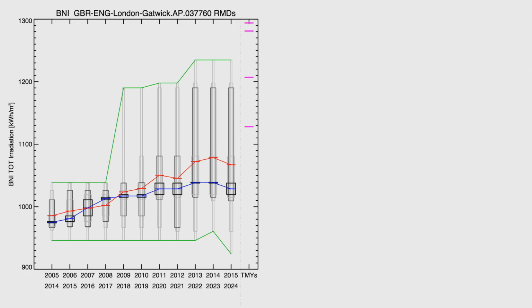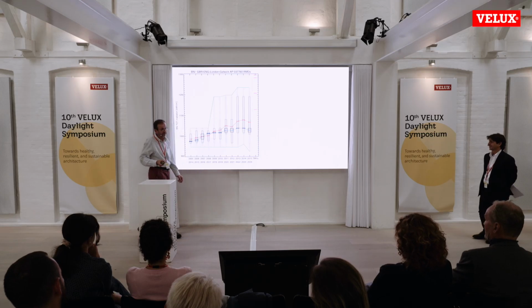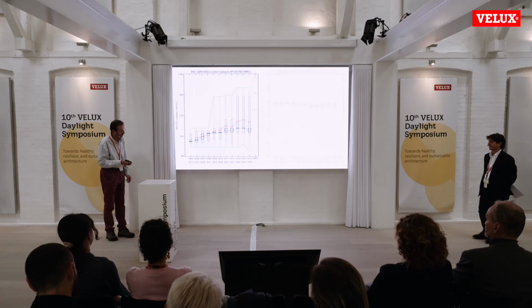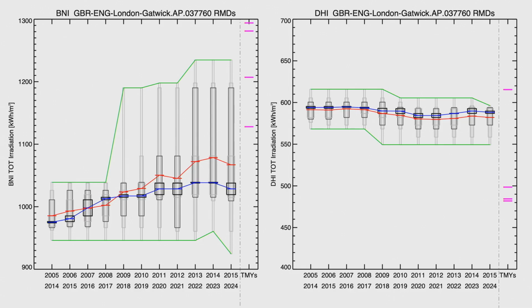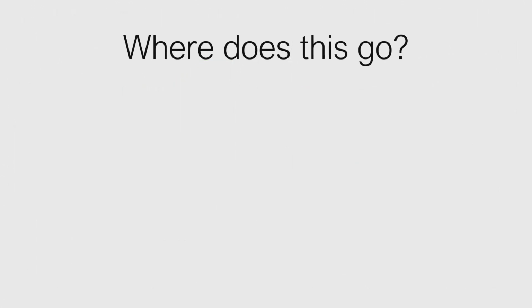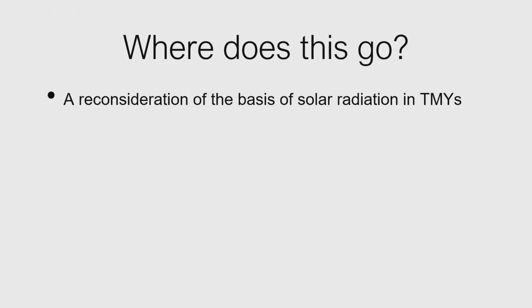Those ticks are the 4 TMYs. But we're seeing how this envelope has got larger. And there is for DHI as well. Again, with beam normal going up, you're going to get some DHI drop there. So where does this go? Reconsideration of the basis of solar radiation TMYs.